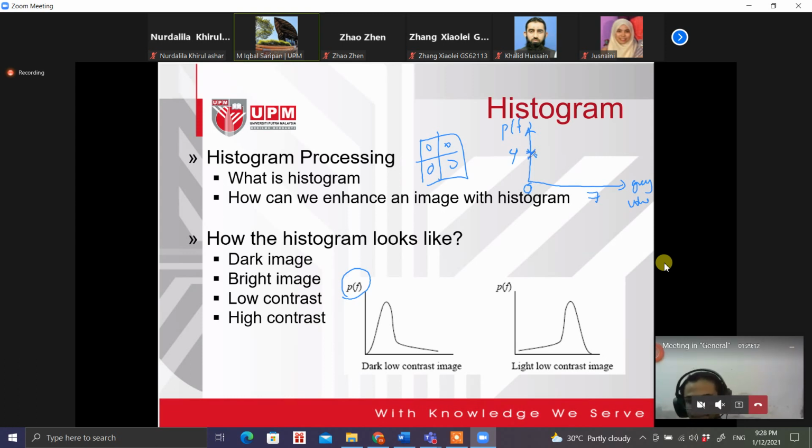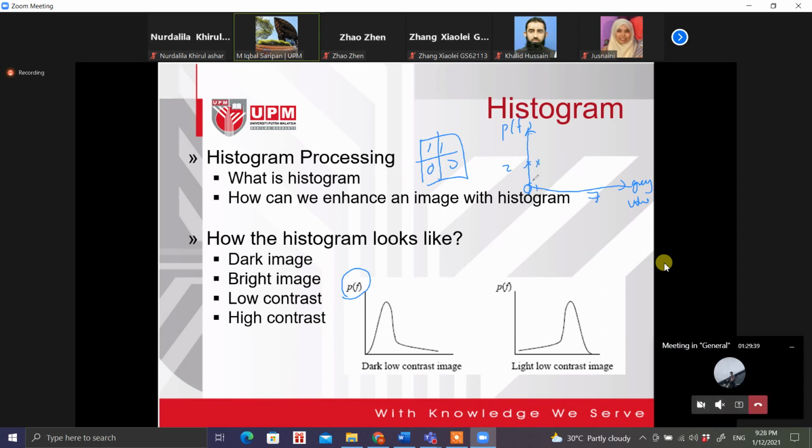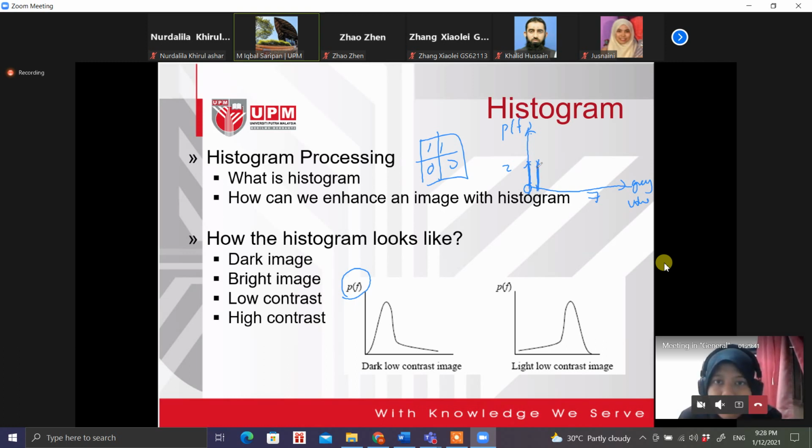Okay, so let's look at another example. Say that now I have 0, 0, 1, 1. So 0 appears 2 times, and 1 appears 2 times. So this is your histogram.